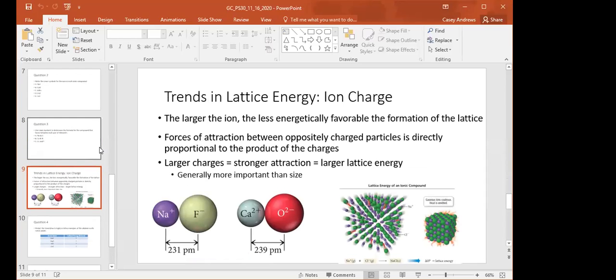Then we looked at this idea of lattice energy. And remember, lattice energy is the energy that's holding together an ionic crystal. The smaller your ions are and the more heavily charged they are, the bigger or stronger your lattice energy, or the harder it is to break apart this crystal.